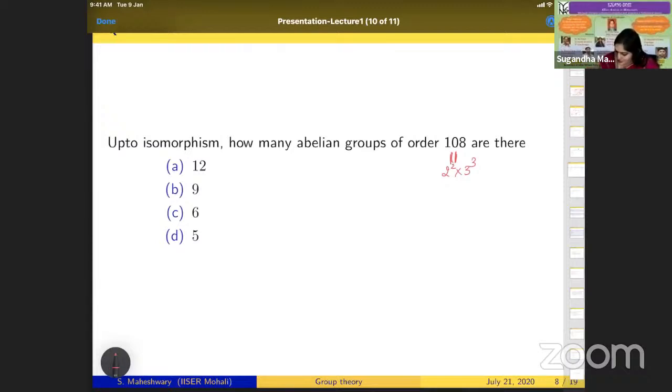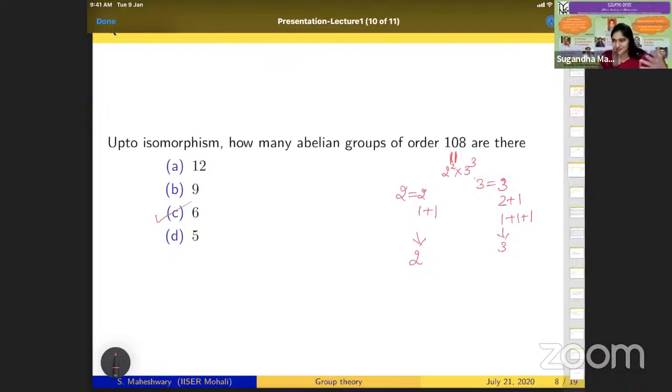So what are the possibilities of partitions of 2? This is 2 or 1 plus 1. For 3 you have 3 partitions, which are 3, 2 plus 1, and 1 plus 1 plus 1. So you get 2 possibilities of groups from here and 3 from here, and so your number is going to be 6. Is that clear?